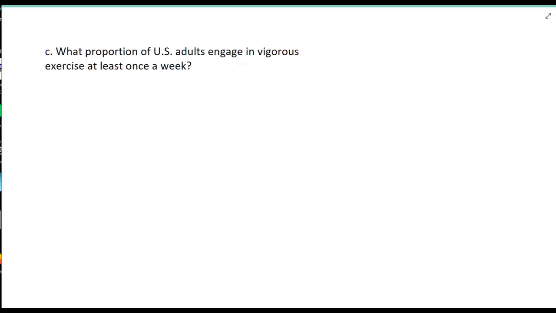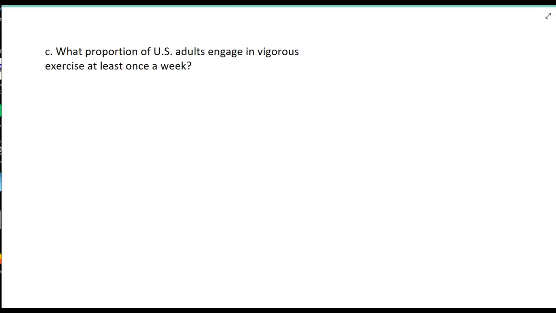What proportion of U.S. adults engage in vigorous exercise at least once a week? Is that a statistical question? Yes, it is, because that's going to vary from person to person as you pull them in from your sample. So anything that varies over time or that varies between persons or whatever objects you're studying, that's going to be a statistically valid question.